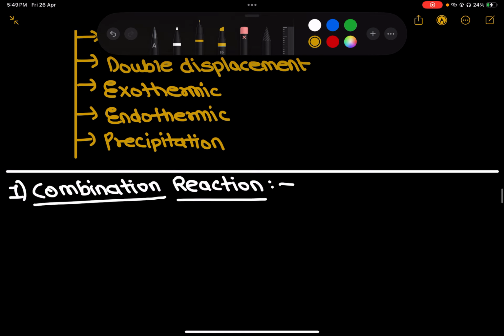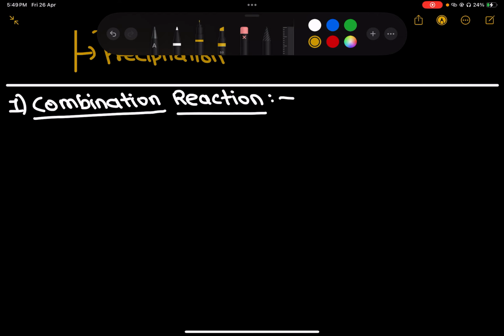The first one is a combination reaction. Okay, so basically, what is a combination reaction? Two or more substances, they combine to form a single product. So two or more substances or reactants, right? So in scientific terms, we call it reactants. Two or more reactants combine to form a single product.